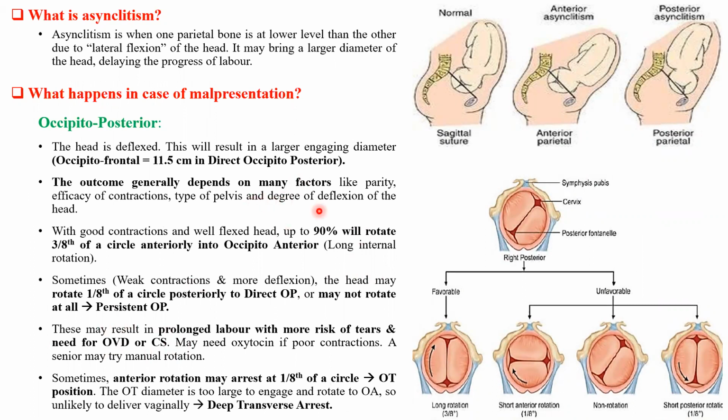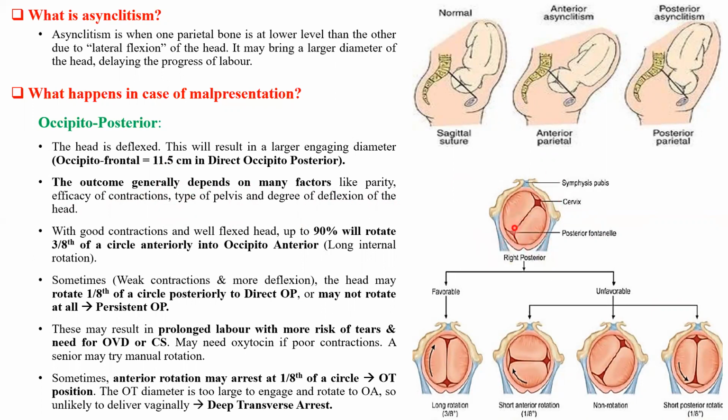So again, in occipito-posterior position, the problem is that the head is deflexed. So the occipitofrontal diameter, which is 11.5 or 12 centimeters, is the engaging diameter. The outcome here depends on many factors. The factors which will affect the outcome include the severity and efficacy of contraction, the type of the pelvis, and the degree of deflexion of the head. So the outcome here, the head is in right occipito-posterior position.